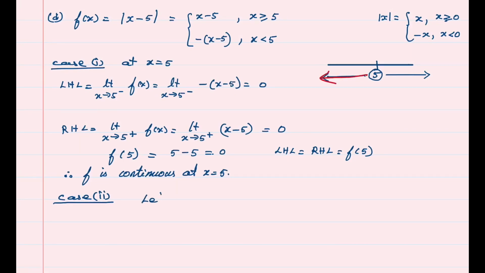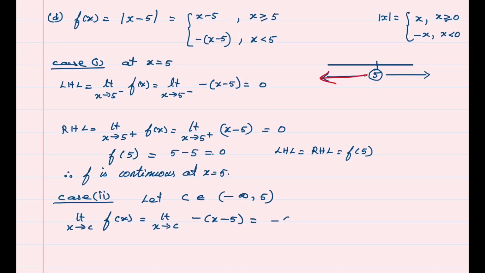Let c be a real value belonging to the interval minus infinity to 5. Open at 5 because already we have checked at 5. For all these values, we have only one definition, less than 5 definition. We need not do LHL and RHL. Limit extending to c of f of x. Here c is less than 5. We will use less than 5 definition, which is minus of x minus 5.